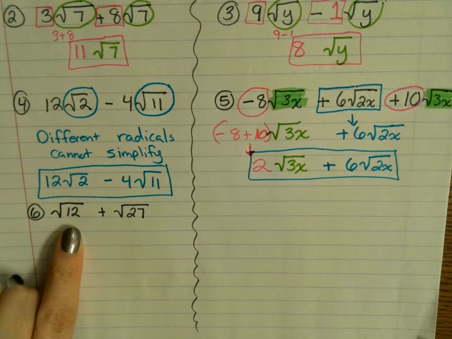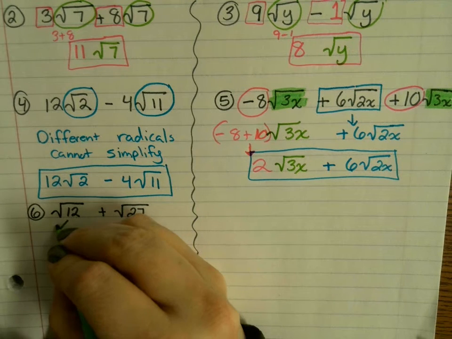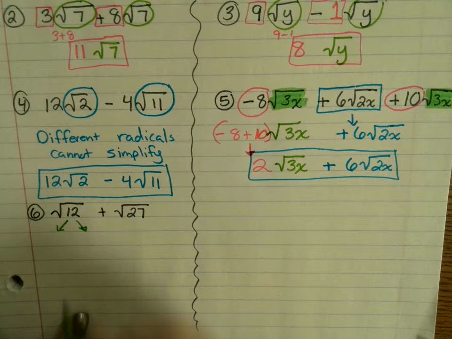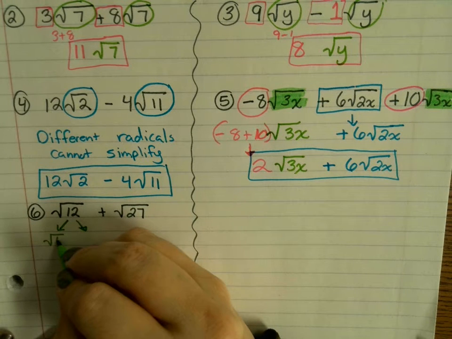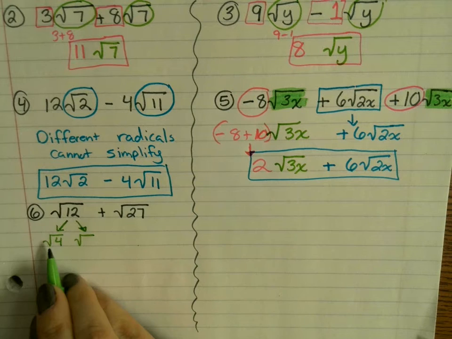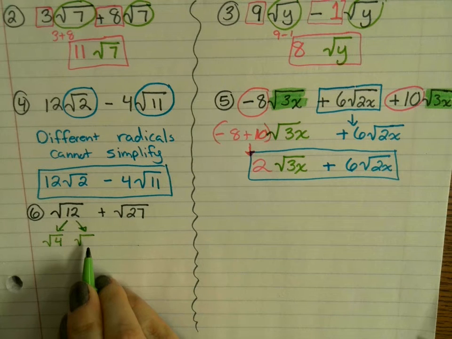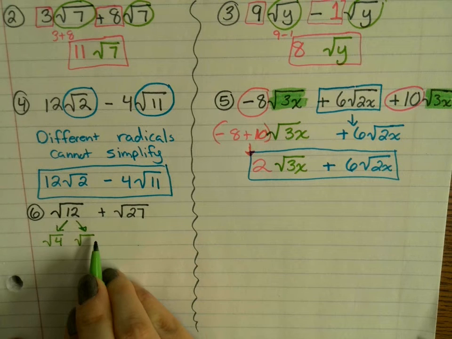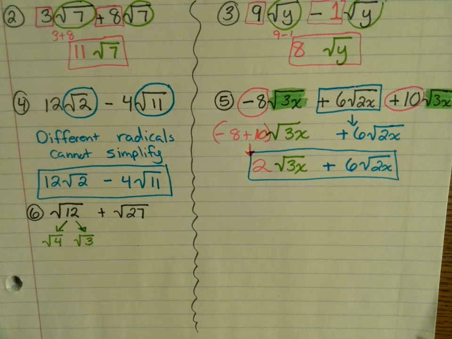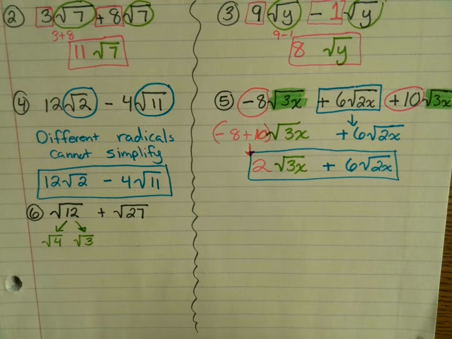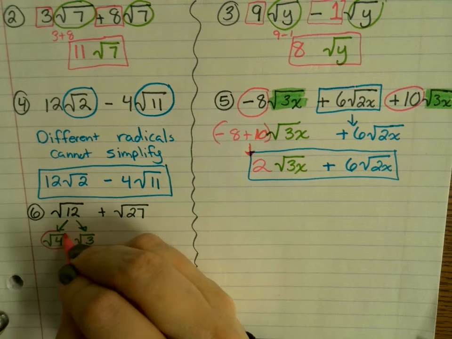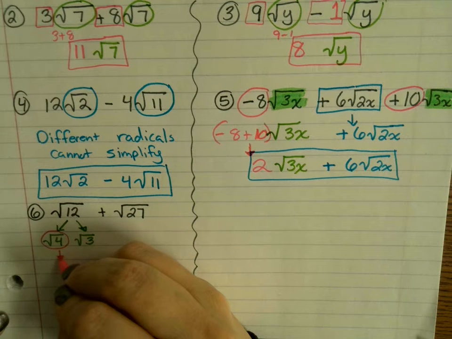Who can raise their hand and tell me what perfect square goes into 12? Alex. 4. 4. So I'm going to write square root of 4. And what is the other factor going to be then? If 4 is one factor, what is the other factor? 3, right? 4 times 3 is 12. So I'm starting to break it down: square root of 4 and square root of 3. And like we said before, square root of 4 is a perfect square. What is the square root of 4? 2. So I have 2 square root of 3.